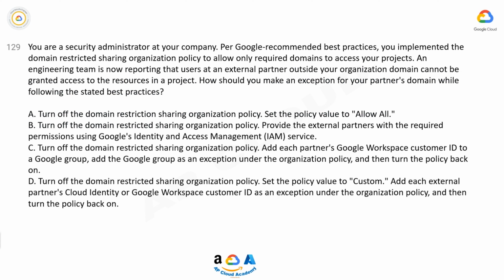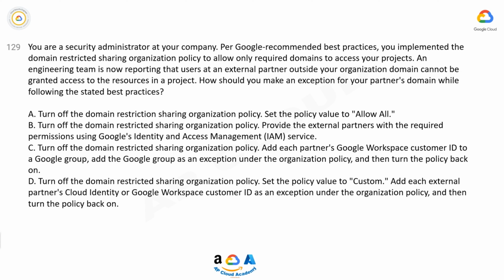129. You are a security administrator at your company. Per Google recommended best practices, you implemented the Domain Restricted Sharing Organization policy to allow only required domains to access your projects. An engineering team is now reporting that users at an external partner outside your organization domain cannot be granted access to the resources in a project. How should you make an exception for your partner's domain while following the stated best practices?